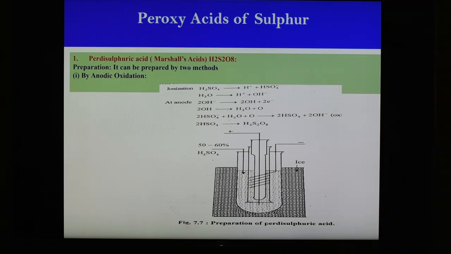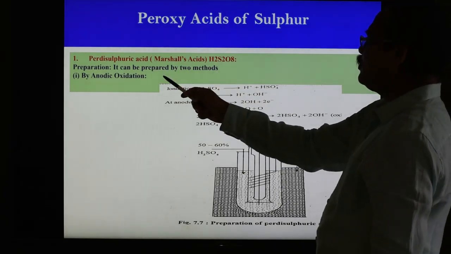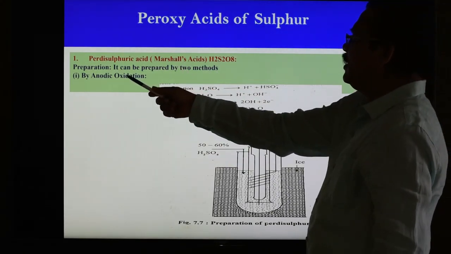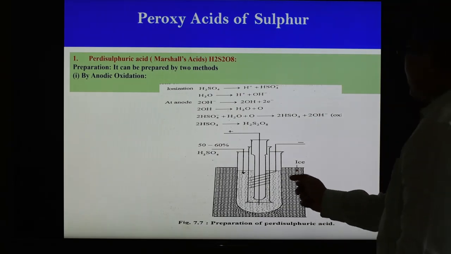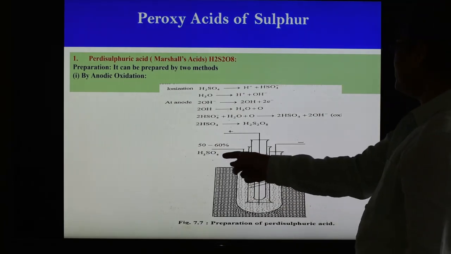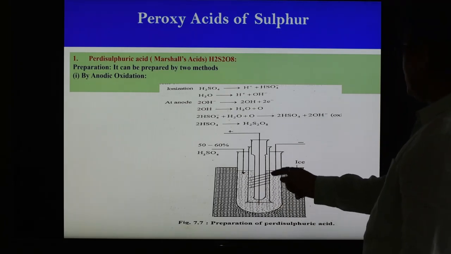Now the first compounds are the peroxy acids of sulfur. The first is perdisulfuric acid, known as Marshall's acid, and in this case the formula is H2S2O8. So this is the formula of perdisulfuric acid, also known as Marshall's acid, and it can be prepared by two methods. One is the anodic oxidation method. In the method shown here, this is the ice bath, and we have to take 50 to 60% sulfuric acid in this tube.